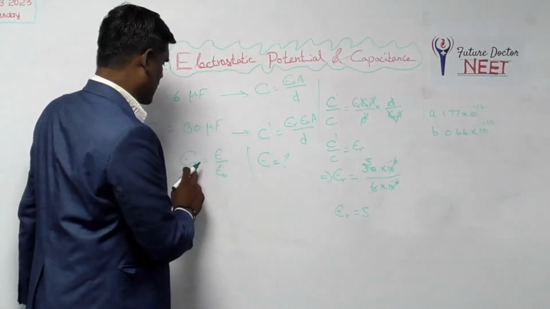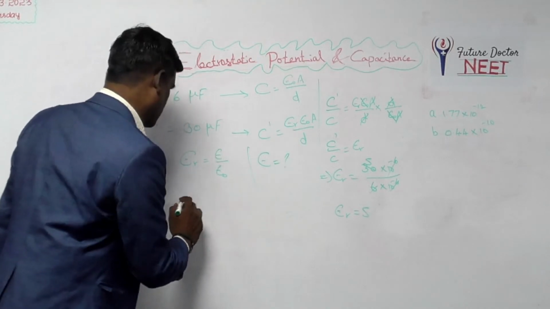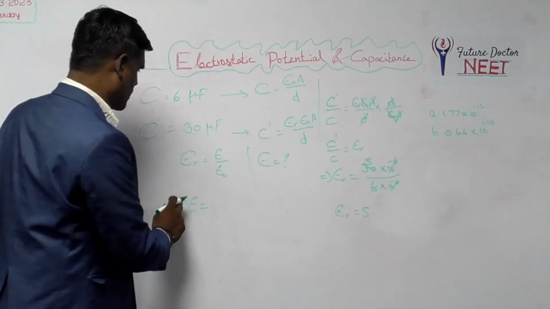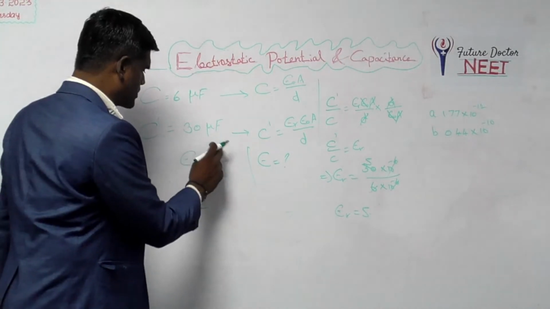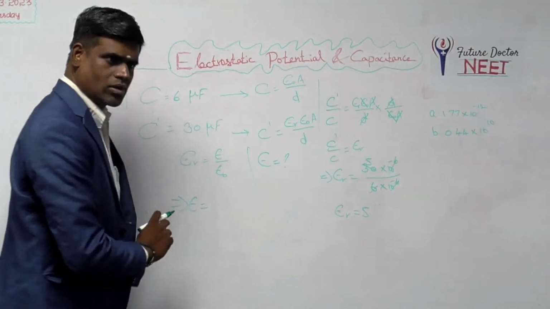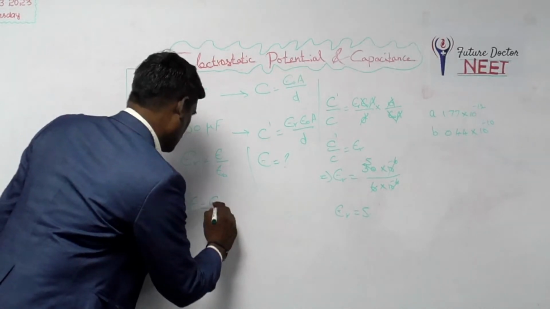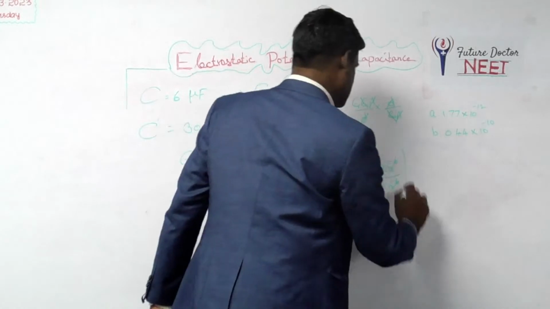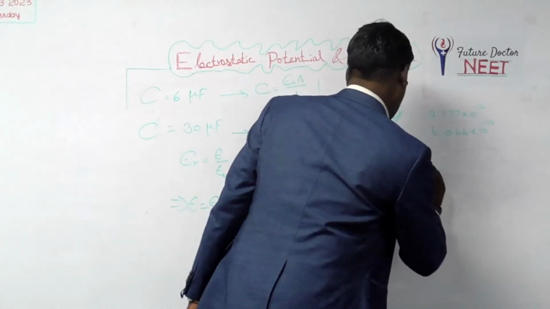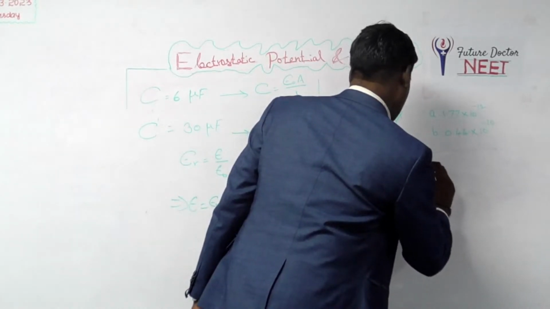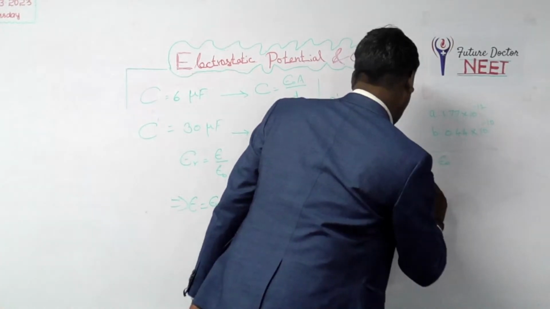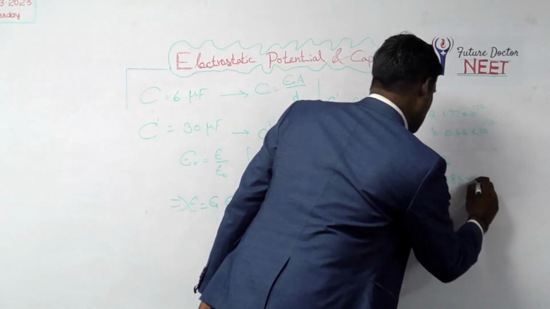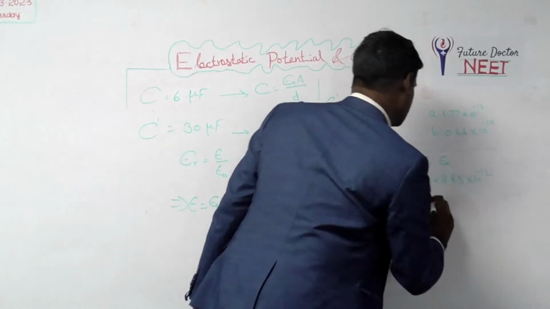Substitute this here. Epsilon r equal to epsilon by epsilon naught. Then epsilon equal to, what's the formula? Epsilon r equal to epsilon by epsilon naught, so epsilon equal to epsilon r into epsilon naught. That only we are going to do. Here epsilon equal to 5 into 8.85 into 10 power minus 12.